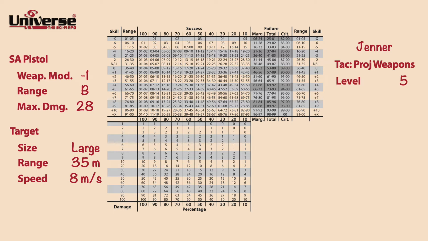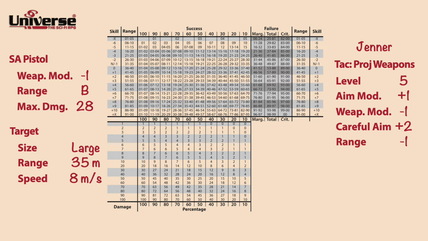Now, let's apply modifiers. Jenner has an aim modifier of +1 from his high dexterity. The weapon, as I mentioned, has a -1 modifier. Because Jenner made a careful aim, he gets a +2 modifier. The bull is 35 meters away, and the SA pistol is range category B. This is a medium range, which has a -1 modifier. The target is moving at moderate speed, but it is moving directly toward him, so there is no modifier for target motion. The bull is a large target, which gives him a +1 modifier.